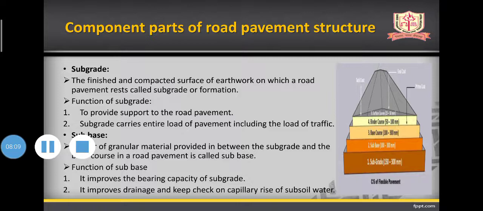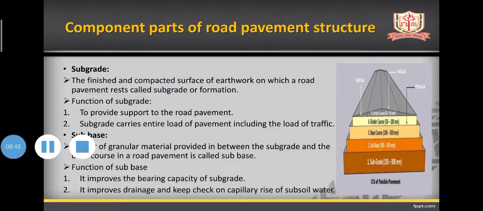The next layer is your subbase. What is subbase? The subbase layer is made up of granular material provided in between the subgrade and the base course. In the road pavement, it's called a subbase. This layer is obviously above the subgrade and below the base course. This layer is made up of granular material. What is granular material? It means big size stones or big size aggregate.